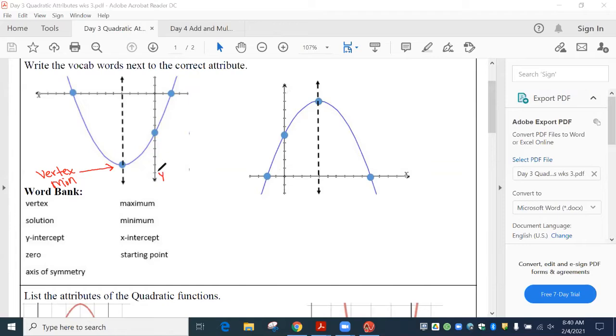And so when you're looking for the y-intercept, I personally go to the y-axis and then just go until you see where the graph crosses it. So right here, that's the y-intercept. And I just put y-int right there. Does that make sense? You just find that y-axis, and then wherever it crosses it, that's the y-intercept.